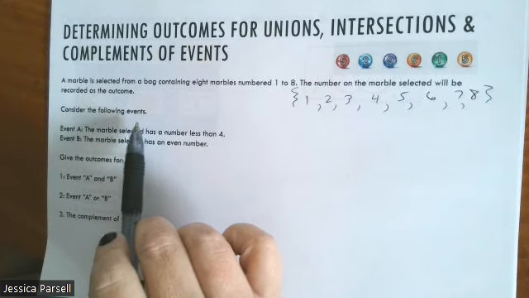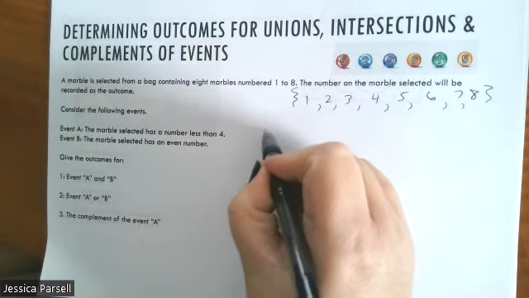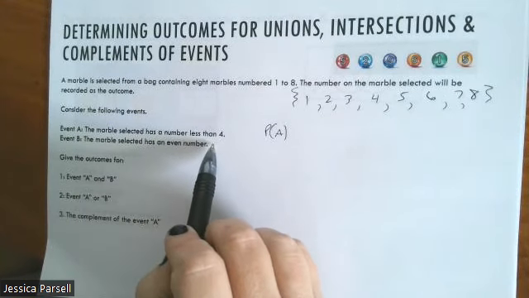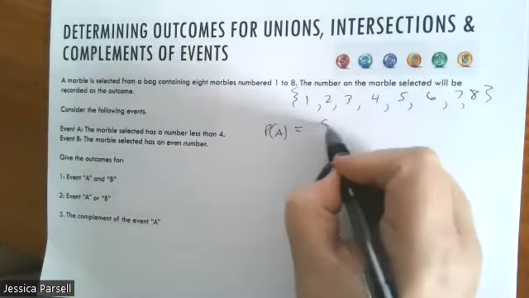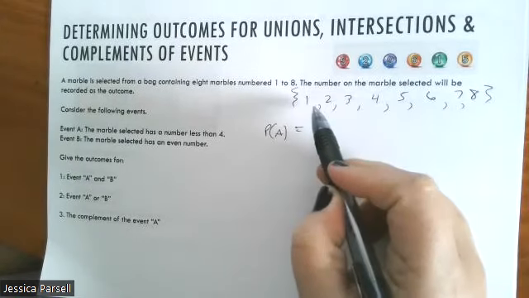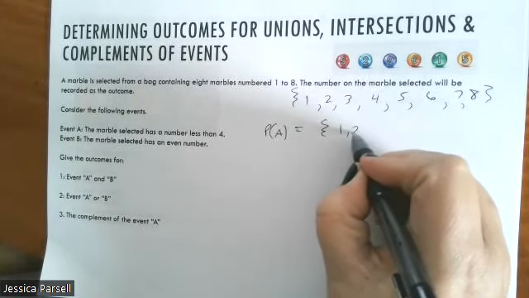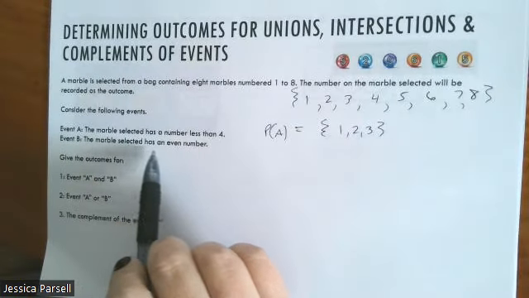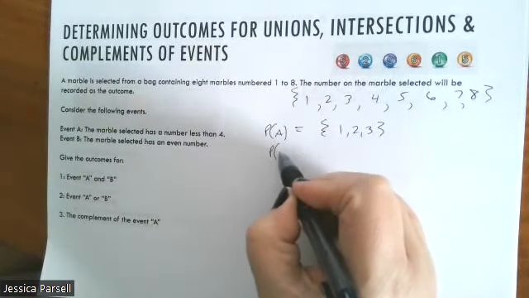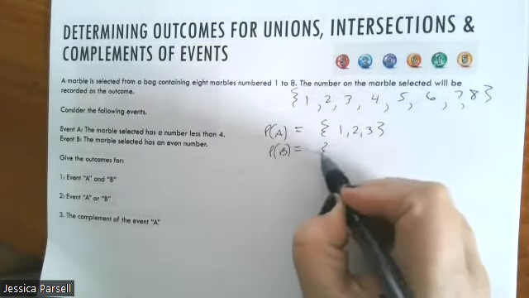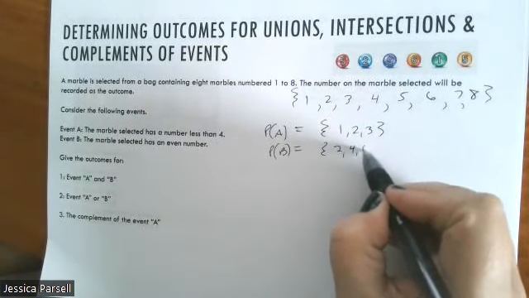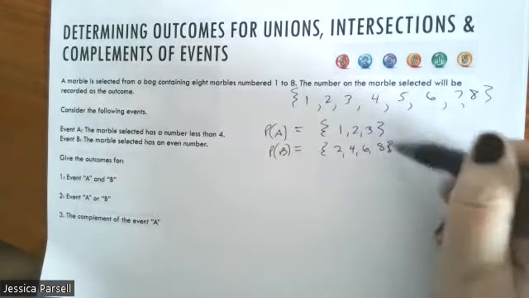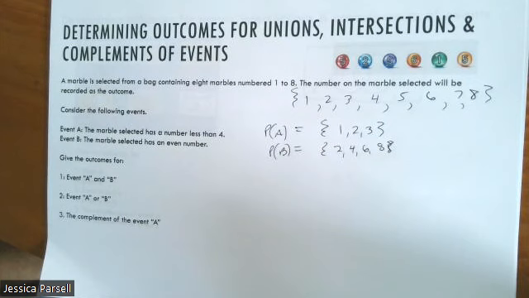Consider the following events. Event A: the marble selected has a number less than 4. Let's write out what that would be. Less than 4 would be 1, 2, or 3. Event B: the marble selected has an even number. Well, we know our even numbers. That's going to be 2, 4, 6, or 8, in curly brackets.